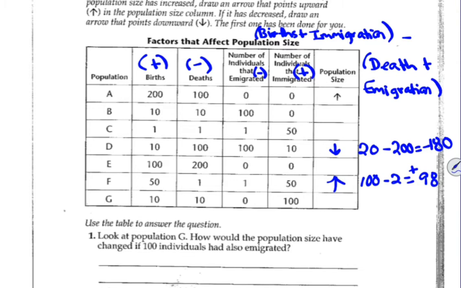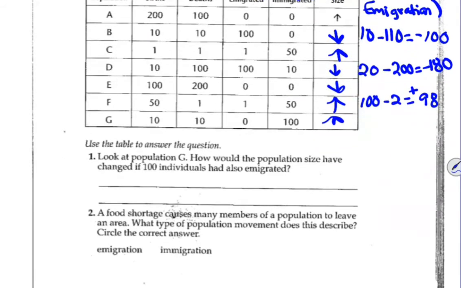So what did you guys get on B? How many would enter the population? Yeah, overall, because you would have only 10 entering, and then you've got 110 exiting. So you're going to lose 100. So that population is decreasing. Okay, what about C? It's increasing. And then on E, you've got 200 deaths and 100 births. And on G, you've got increasing again. Good.